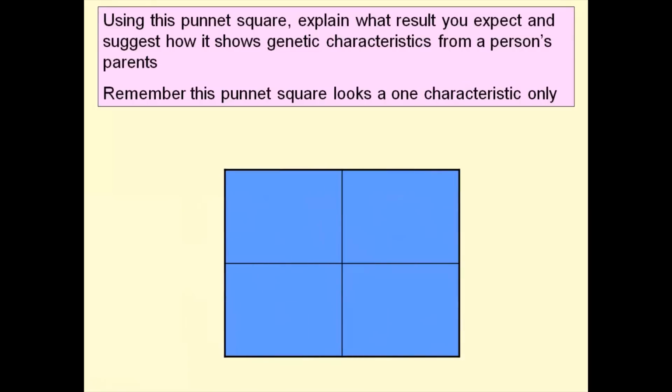Using this Punnett square, explain what result you would expect and suggest how it shows genetic characteristics from a person's parents. Remember, this Punnett square looks at only one characteristic. So try to solve this. Feel free to pause the video.